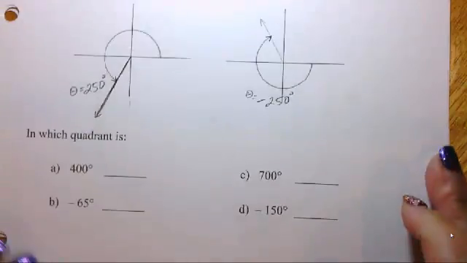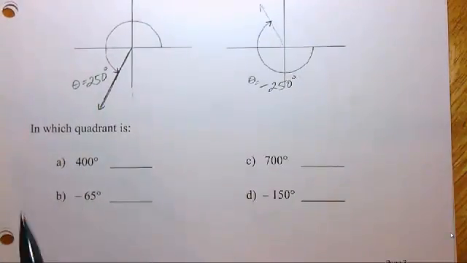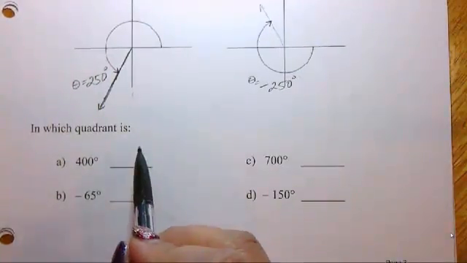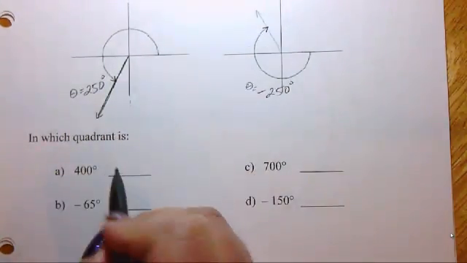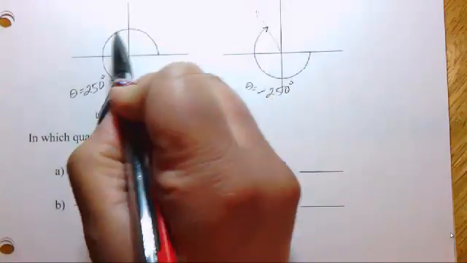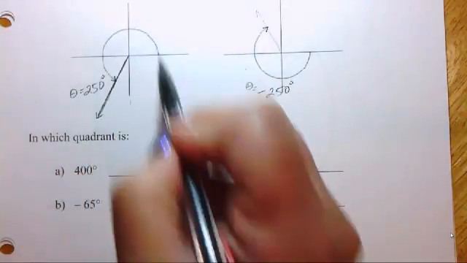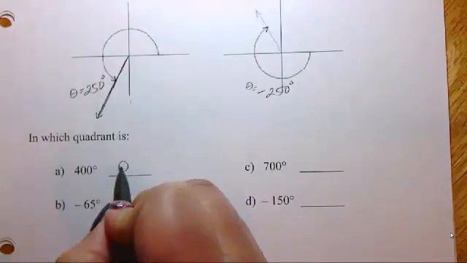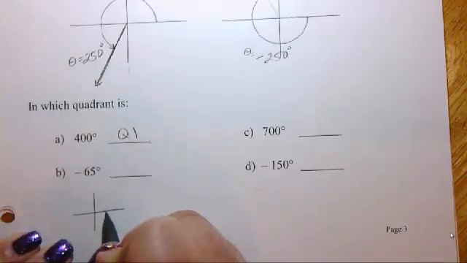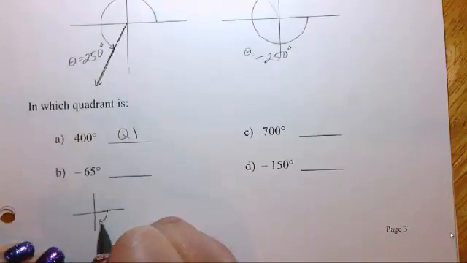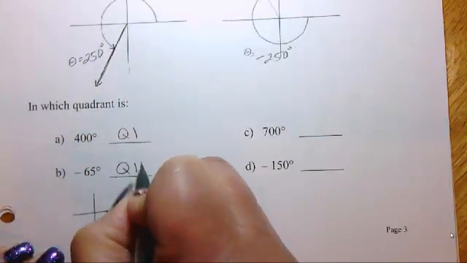Okay. So which quadrant is 400 degrees in? So we're going to assume that we're going in the positive direction. So we're starting here and we're going around this way. Now, 400 degrees is going to go all the way around 360 and then a little more and end up in the first quadrant. Negative 65 is going to be starting here, and then it's going to go in the negative direction. From here to here would be 90, so it's not going to go any further than that. This is going to be in quadrant 4.